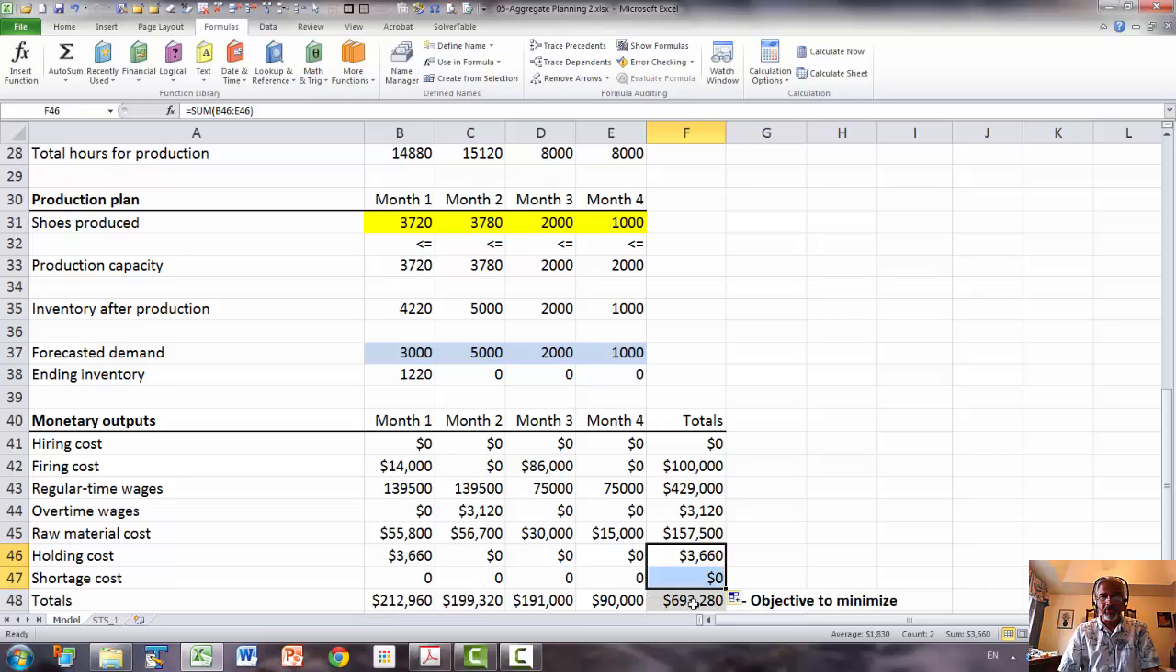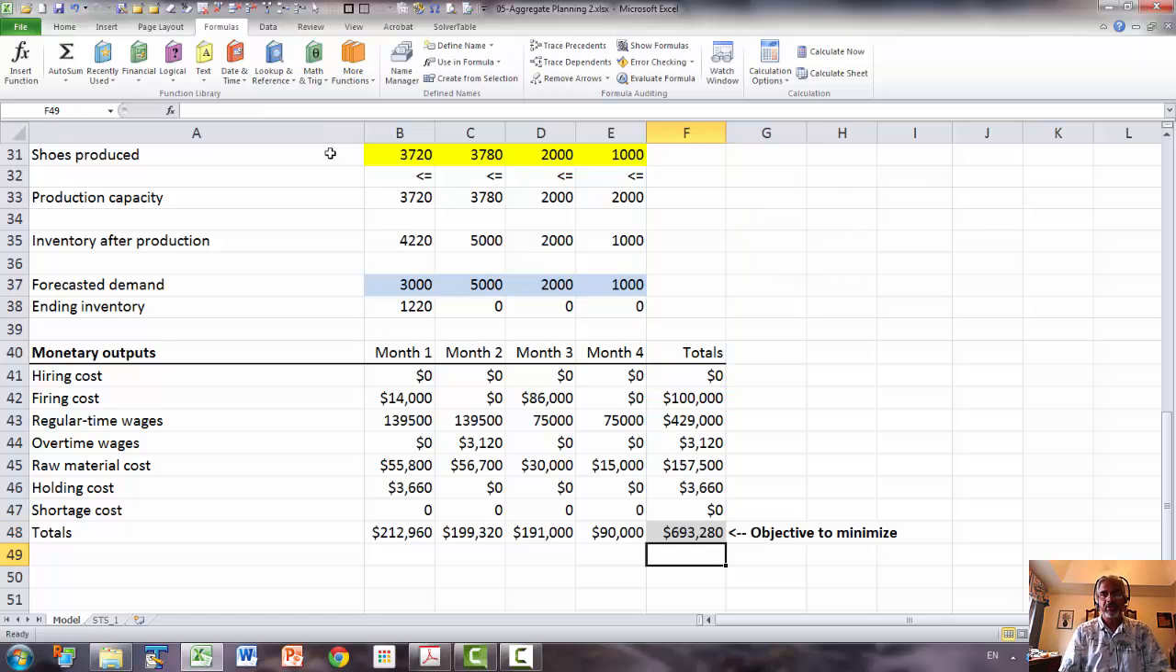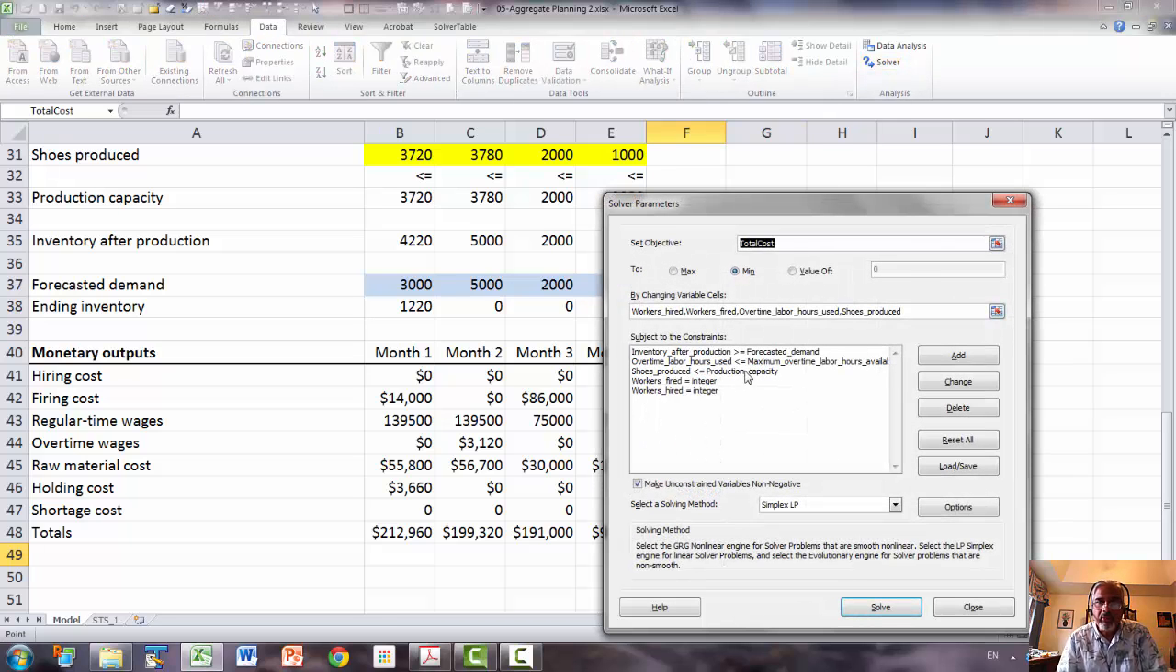So that's your total, and make sure that this total now includes the shortage cost. So this should be summed up to F47. That's your total, and that's the objective that we have to minimize. So now we go to solver and make sure that you remove inventory after production is greater than or equal to forecasted demand. That's no longer the case because we are allowing shortages to happen.